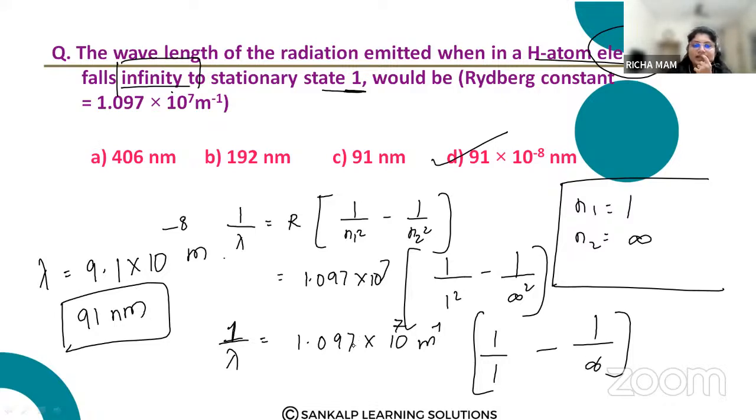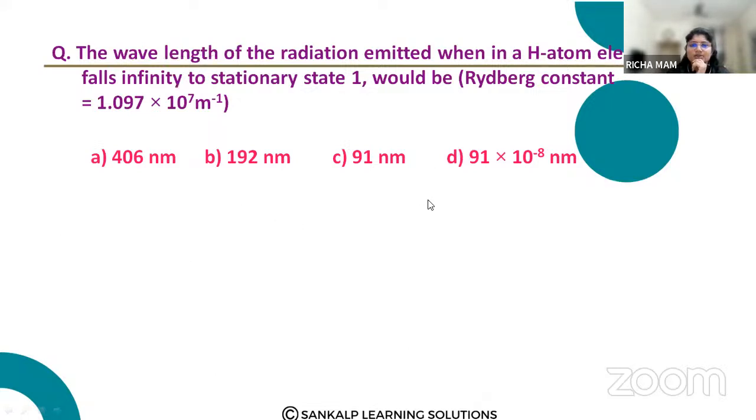Okay, so I'll take the reciprocal of this. 1 by lambda, I want wavelength, so I'll just take the reciprocal. I'm shifting the decimal, so it will be 1.097, and that has become 9.1 into 10 raised to minus 8 meter. That is 91 nanometers. So option number D, no, option number C. Option number C is the answer. 91 nanometer.